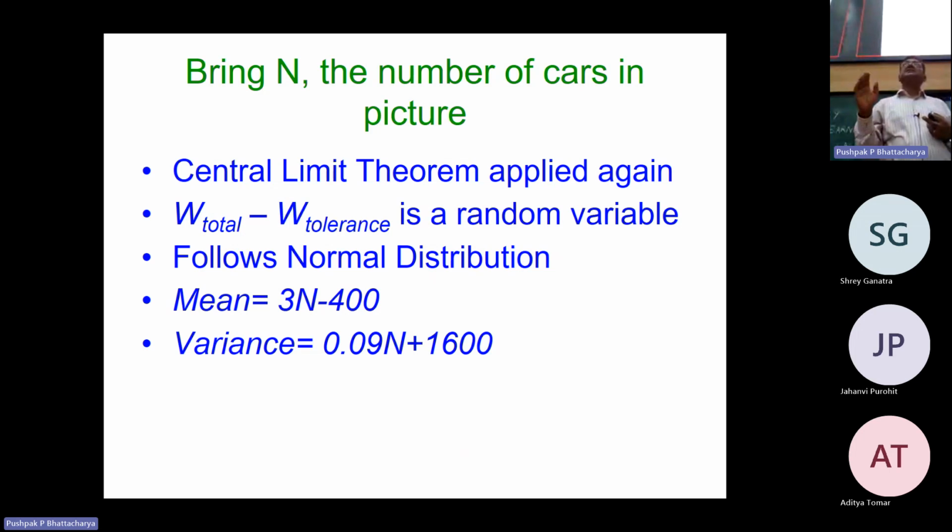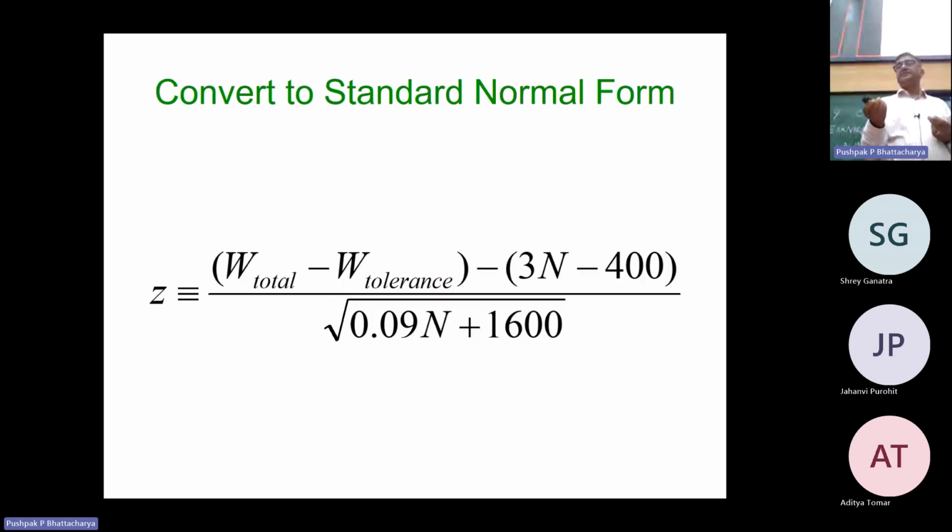So this W total minus W tolerance is now a normally distributed random variable for which the parameters are known. We know the variance, we know the mean also. Now let's see how to proceed. We are interested in the value n. So we would like to convert this random variable into the standard normal form. For that, we subtract the mean and divide by the standard deviation. So W total minus W tolerance, minus the mean 3n minus 400, divided by the standard deviation, which is the square root of 0.09n plus 1600. Now this is a standard normal form whose mean is 0 and standard deviation is 1. We convert into this form because of the availability of what is called the Z-score table.